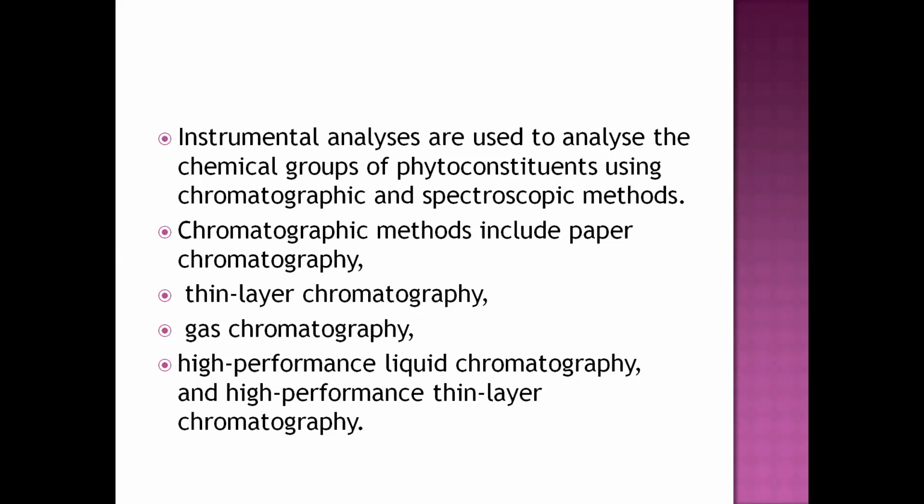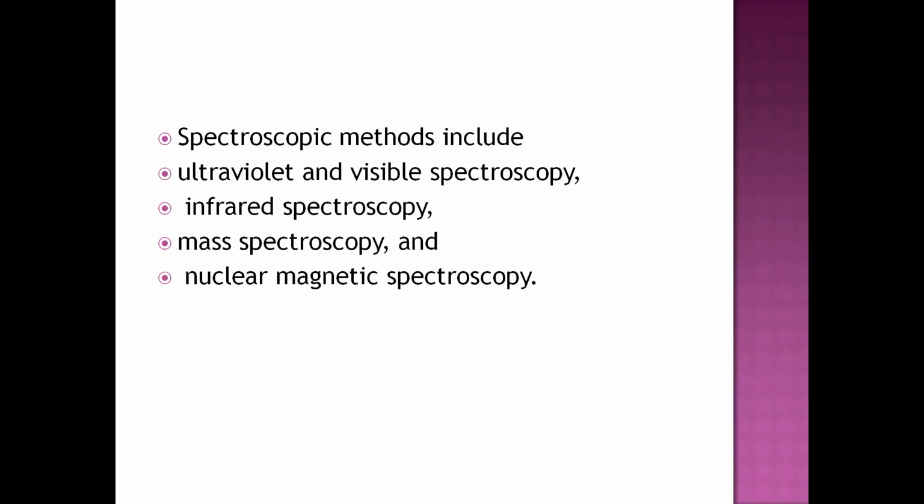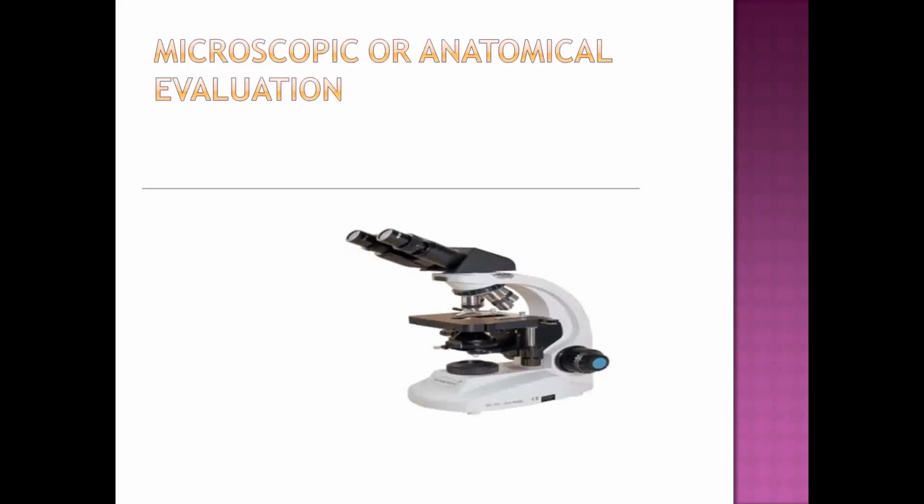Now the spectrophotometric methods. They include UV and visible spectroscopy, meaning the ultraviolet and visible absorption techniques. Then infrared, mass, and NMR, nuclear magnetic resonance spectroscopy. So this is all about the chemical evaluation methods. Now it's time for microscopical, or you can also say anatomical evaluation.